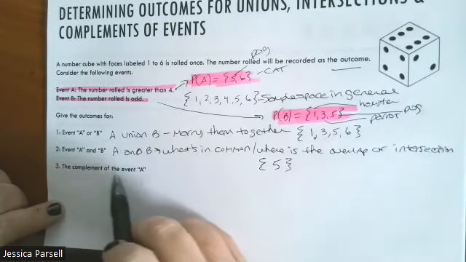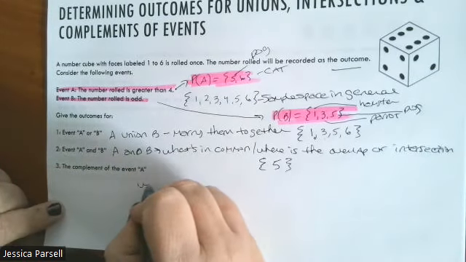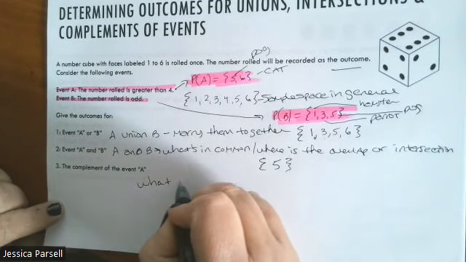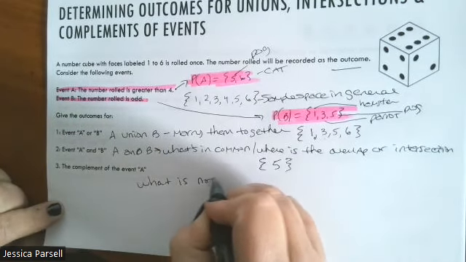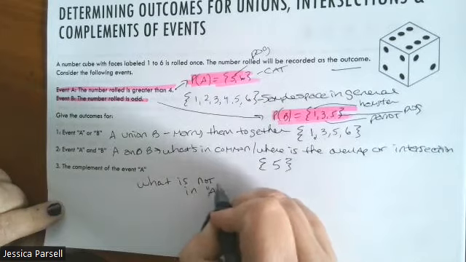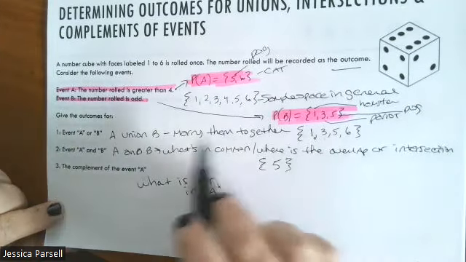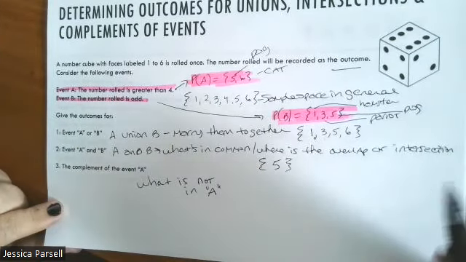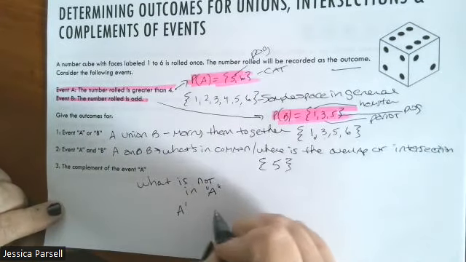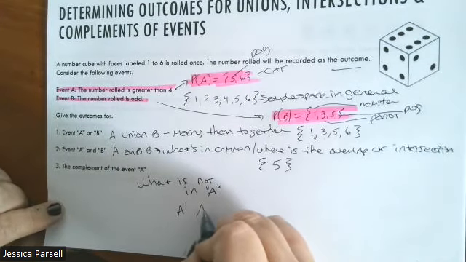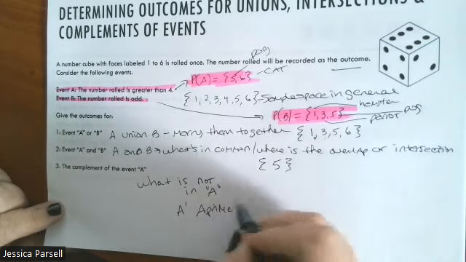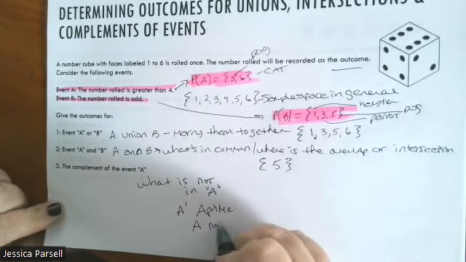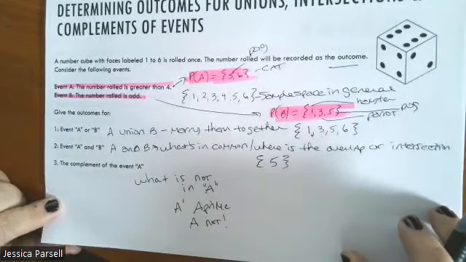Now the last one is the complement of the event A. So I also think about that as what is not in A, out of this whole sample space. Sometimes we call it A complement, or sometimes people will call it A prime or A naught. What's not in A?